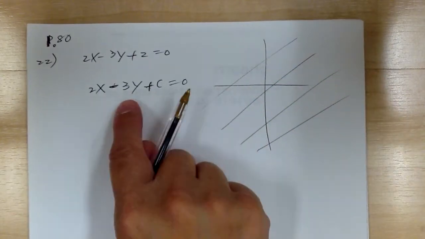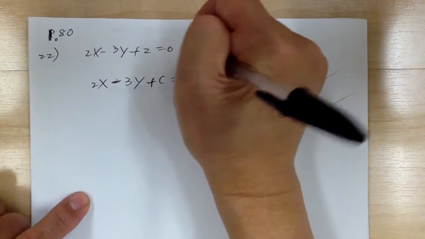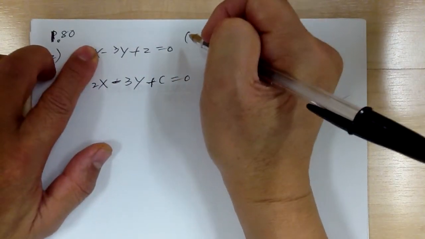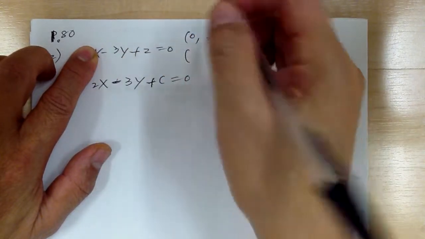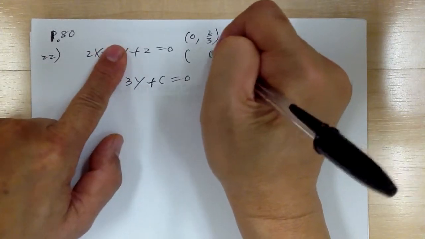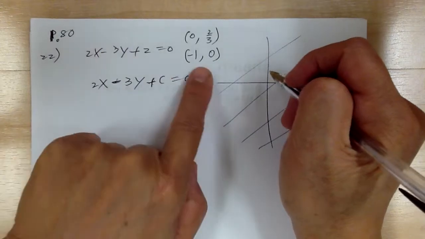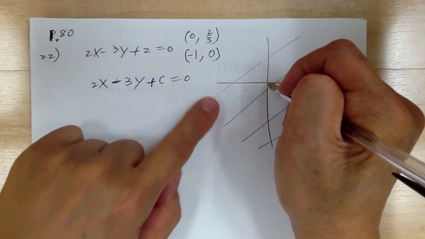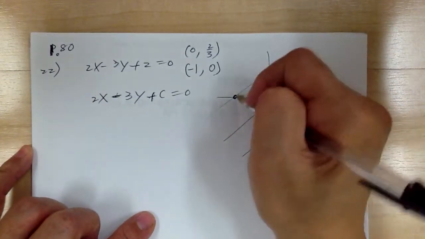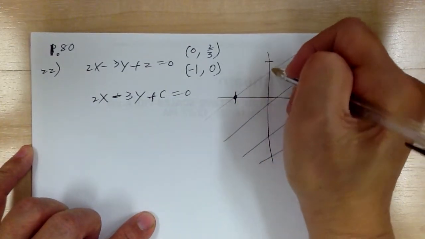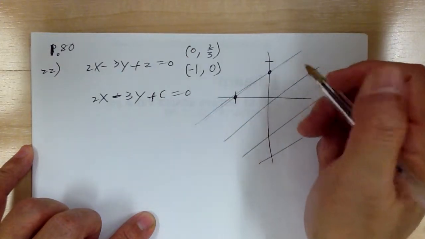The one you're looking for, so I'm going to graph this line. If I let x equal 0, then y will equal 2 over 3. If y equals 0, then x would be equal to negative 1. So this would be negative 1, 0, and this would be 0, 2/3. This would be my original line.